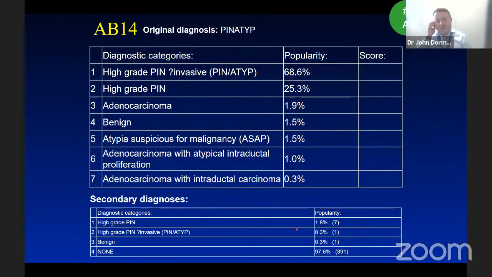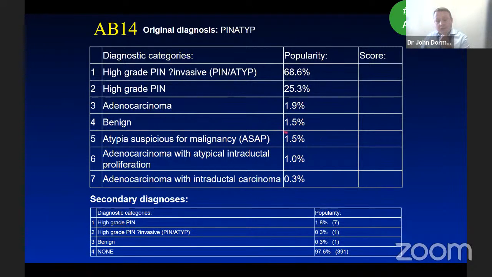So 68.6% of us, very nearly 70%, have described it as PIN atyp, with the rest just calling it high-grade PIN. 2% would have gone full out for adenocarcinoma, and 1.5% for ASAP. So I think we can probably score it and decide how to merge these. You could argue for merging ASAP with PIN atyp, because they probably have the same outcome for the patient, i.e. rebiopsy or at least closer PSA monitoring. And then we have to decide what we do with high-grade PIN and adenocarcinoma.